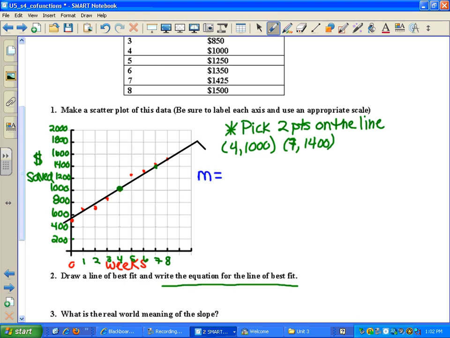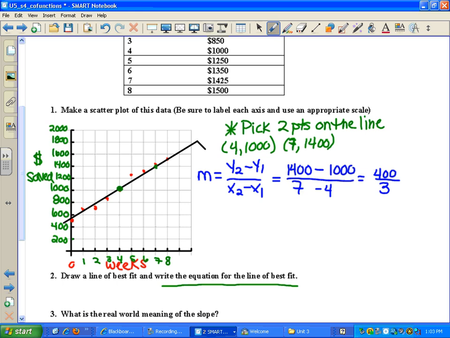So when we write our equation for our line of best fit, we have our 2 points, and we are going to find the slope. And we take y2 minus y1 over x2 minus x1. So I'm going to take my second y value, which is 1400, and subtract my first y value, which is 1000, divided by my second x value, 7, subtract 4. So 1400 minus 1000 is 400, and 7 minus 4 is 3. Now I want you to give this to me as a decimal. So divide 400 by 3. And what I end up getting is 133.33, and we'll round to 2 decimal places.